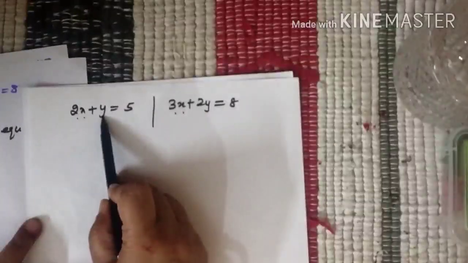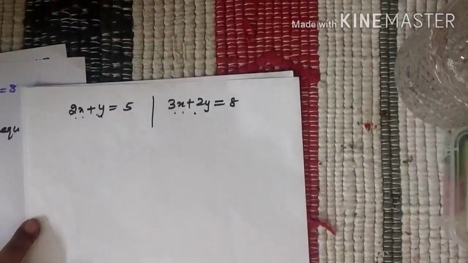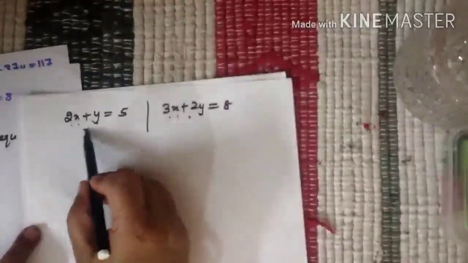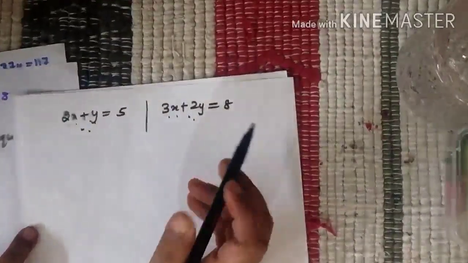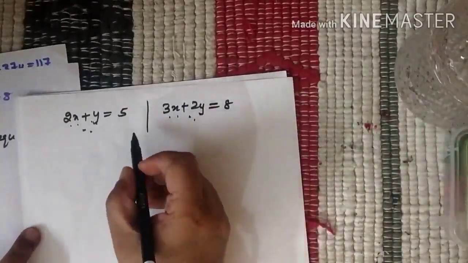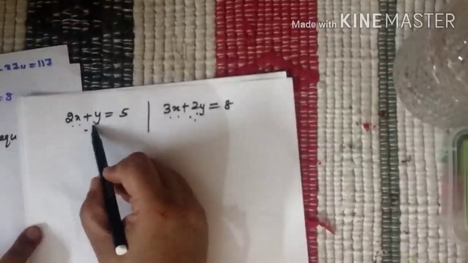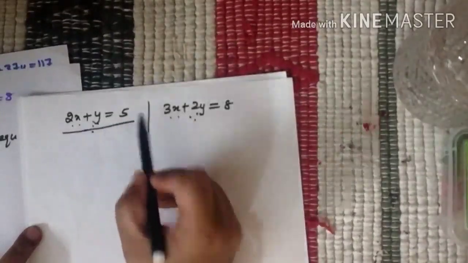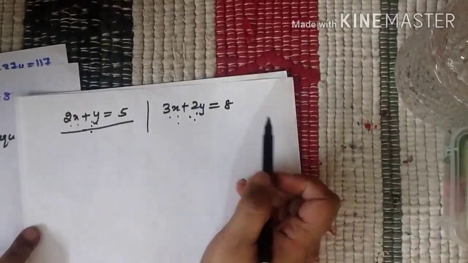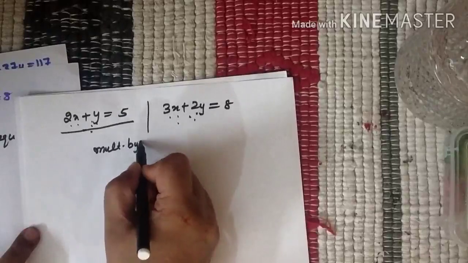Here the coefficient of y is 1 and here the coefficient of y is 2. So I think this one is easy. Making the coefficient of y the same in both the equations is easier. See, the coefficient here is 2 and the coefficient here is 1. So if I multiply this equation by 2, I'll get the coefficient same. So multiplying by 2, what do I get?